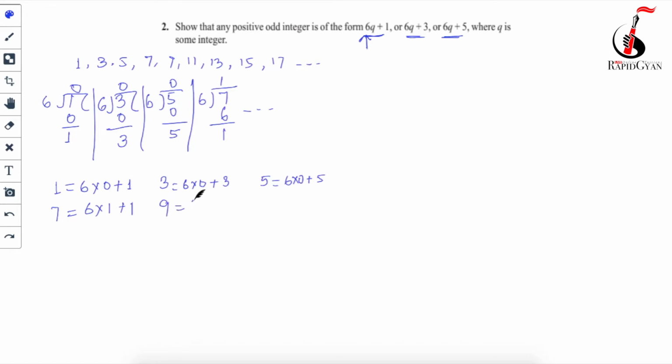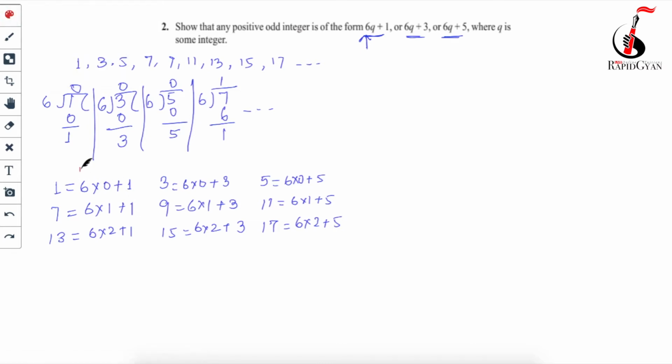9 will be equal to 6 times 1 plus 3 and 11 will be equal to 6 times 1 plus 5. Now the next set I will try, so 13 will be equal to 6 times 2 plus 1. 15 will be equal to 6 times 2 plus 3 and 17 will be equal to 6 times 2 plus 5. So what's the pattern you are seeing guys over here?